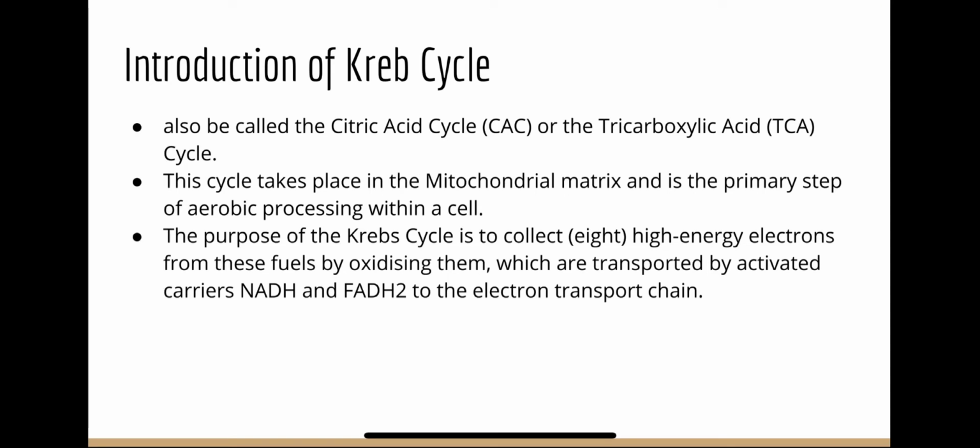Okay, first we get into the introduction of the Krebs cycle. The Krebs cycle is also known as the citric acid cycle (CAC) or the tricarboxylic acid (TCA) cycle. This cycle takes place in the mitochondrial matrix and it is the primary step of aerobic processing within a cell. The purpose of the Krebs cycle is to collect high-energy electrons from these fuels by oxidizing them, which are transported by the activated carriers NADH and NADH2 to the electron transport chain.